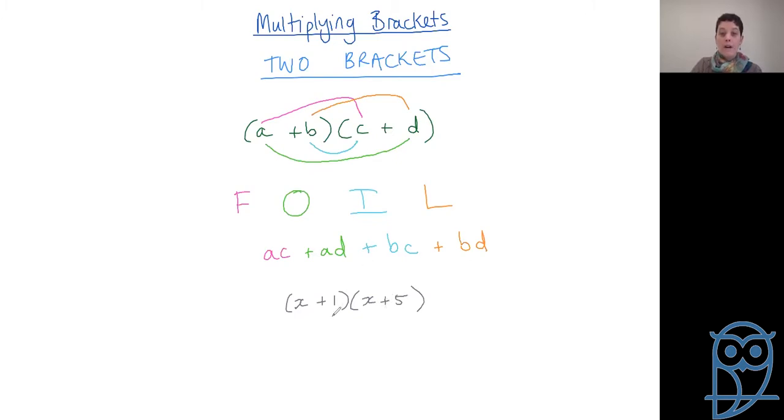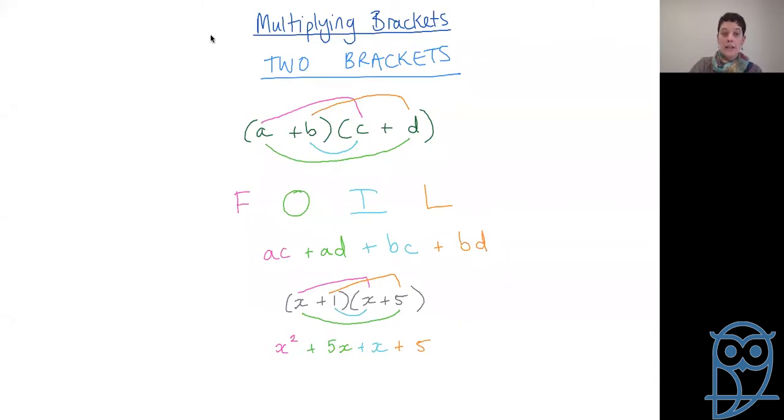So first, x times x, that gives us x squared. Outer, x times 5, plus 5x. Inner, 1 times x, plus x. And last, 1 times 5, plus 5.